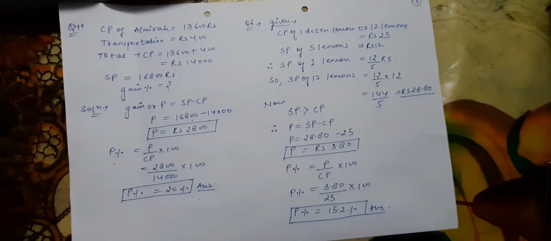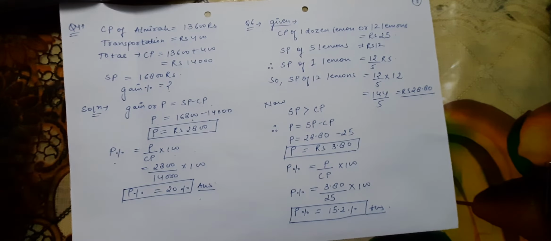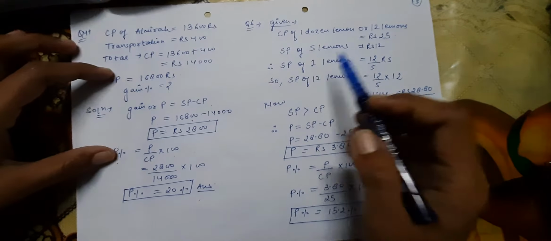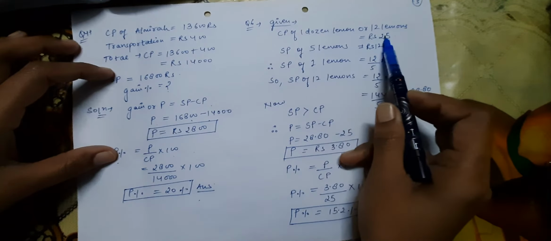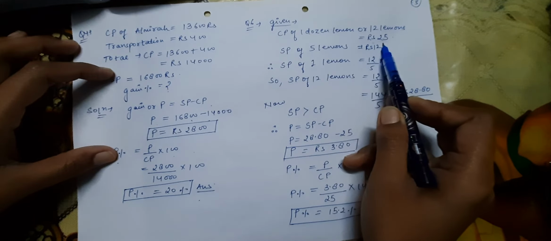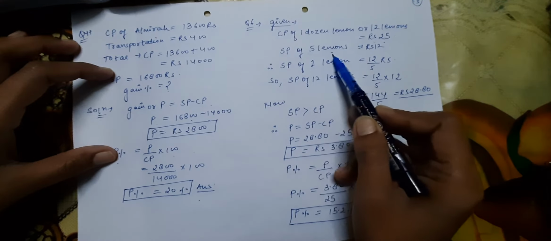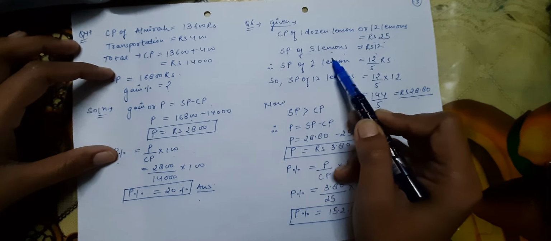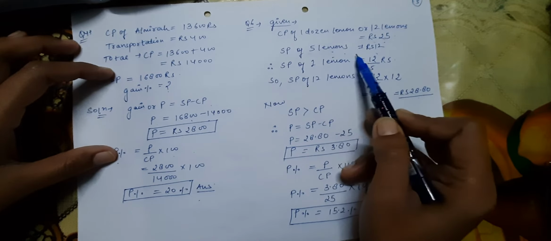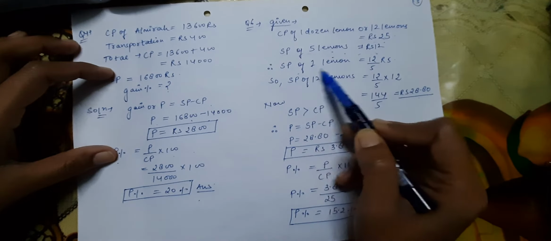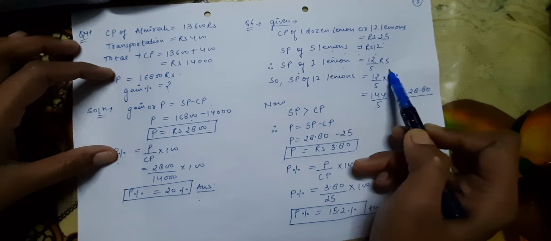Now we will discuss question number 6. In question number 6, it has been mentioned that a vendor buys lemons at rupees 25 per dozen. That means the cost price of 1 dozen. 1 dozen has 12 lemons. So we can say that the cost price of 1 dozen lemons, or 12 lemons, is given in the question as rupees 25. And it is also mentioned in the question that the selling price of 5 lemons is rupees 12. Now we know that the selling price of 5 lemons is rupees 12, so we can find out the selling price of 1 lemon, that is 12 upon 5 rupees.